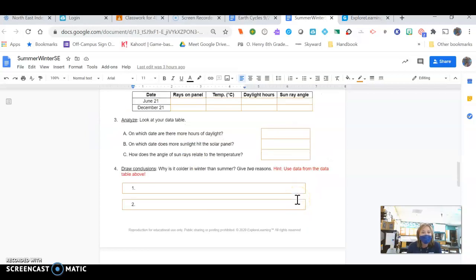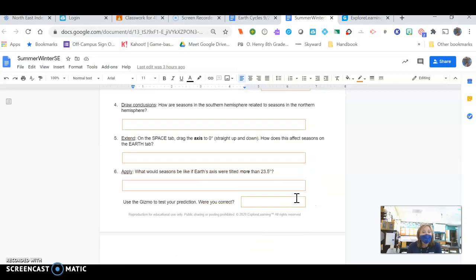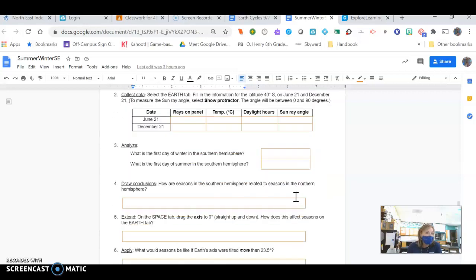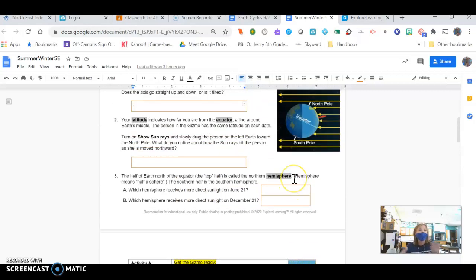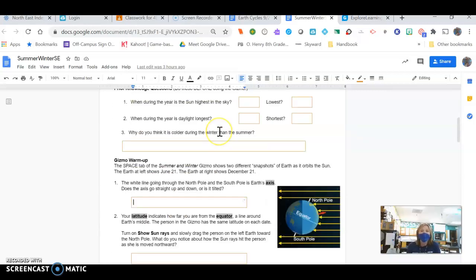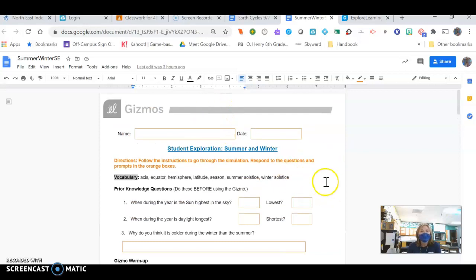Okay, so you've got activity A, B, and C. I will tell you, I want you to get through at least activity A and B. C would be if you have extra time and finished early. So how in the world do you do this worksheet? Well, you're going to be working in breakout groups.